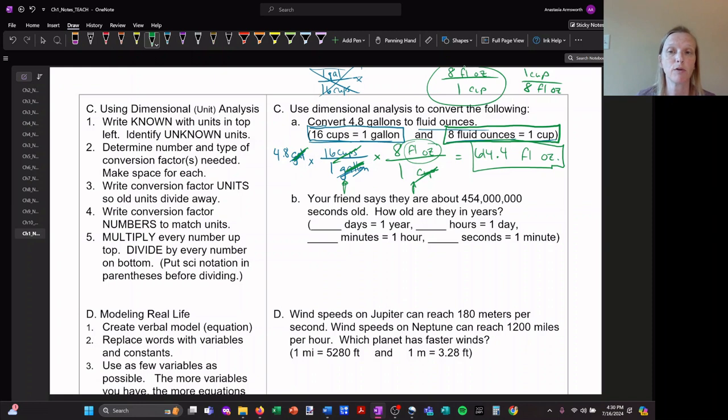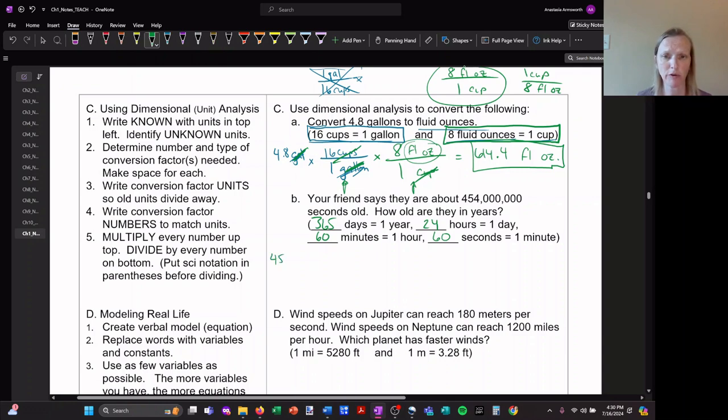So, for instance, if your friend says they're about 454 million seconds old, how old are they? Well, I don't know how many seconds are in a year, but there are some other conversion factors that I do know. I do know that there are 365 days in 1 year. I know that there are 24 hours in a day. I know that there are 60 minutes in an hour. And I know that there are 60 seconds in 1 minute.